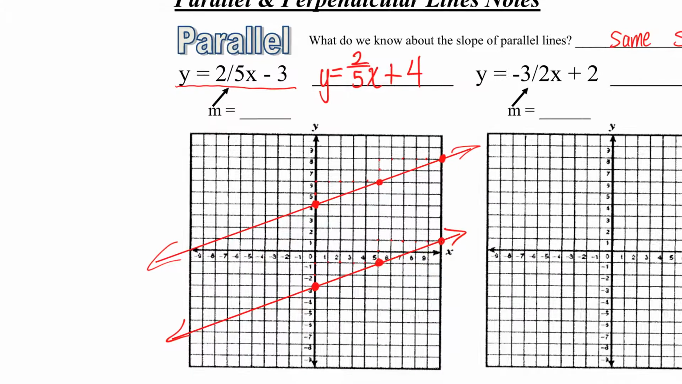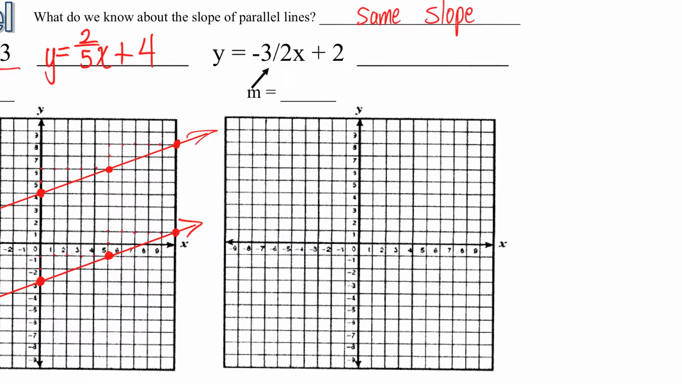All right, let's plot this second one. So where does this one cross the y-axis? At 2. And what is the slope? Down 3 over 2. Down 3, right 2. Down 1, 2, 3, right 1, 2. All right, so it should look like that.